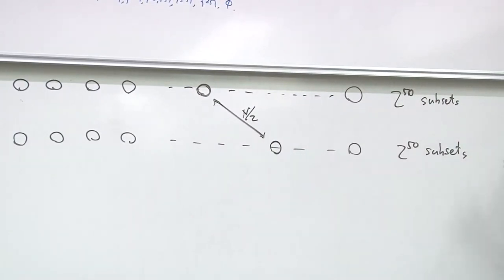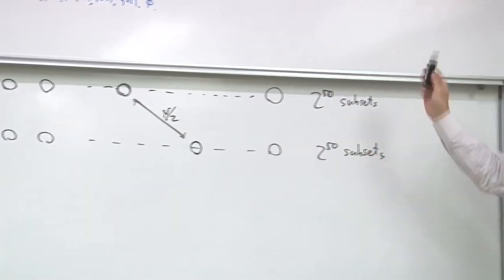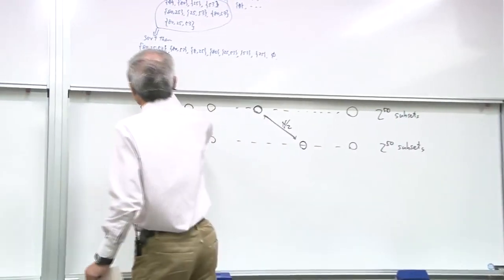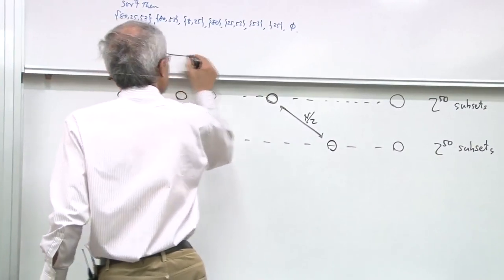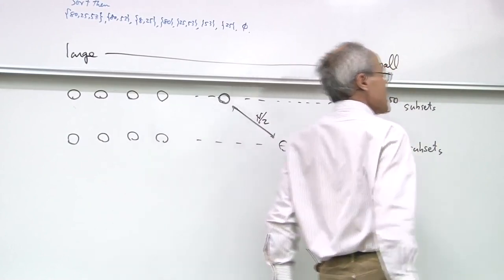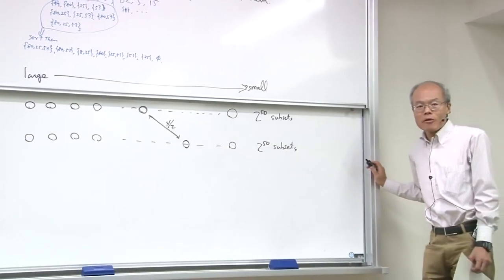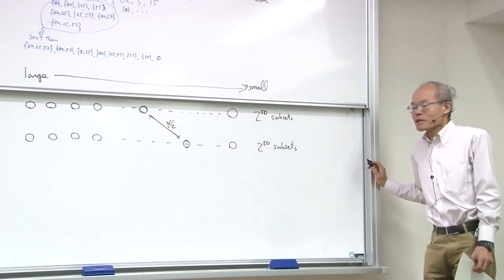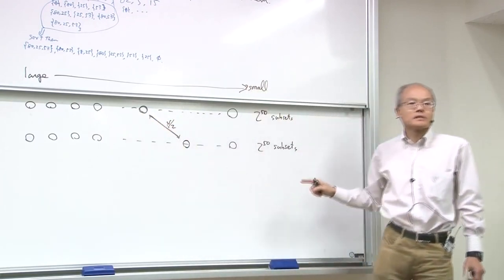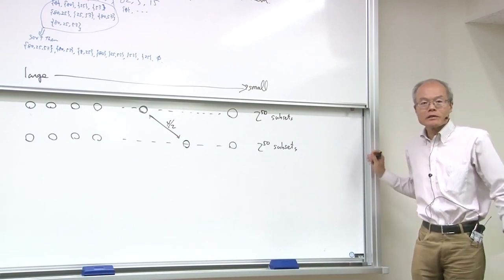Once again, we have 2 to the 50 subsets here, and 2 to the 50 subsets here. Oh, I'm sorry. Important assumption. This is sorted, large to small. Both groups are sorted, large to small. And your task is to find a pair of numbers such that the sum is exactly n over 2. How can I do that?